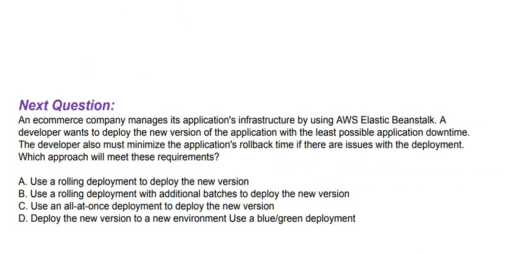Option A. Use a rolling deployment to deploy the new version. Option B. Use a rolling deployment with additional batches to deploy the new version. Option C. Use an all-at-once deployment to deploy the new version. And option D. Deploy the new version to a new environment. Use a blue-green deployment. The correct answer is option D.